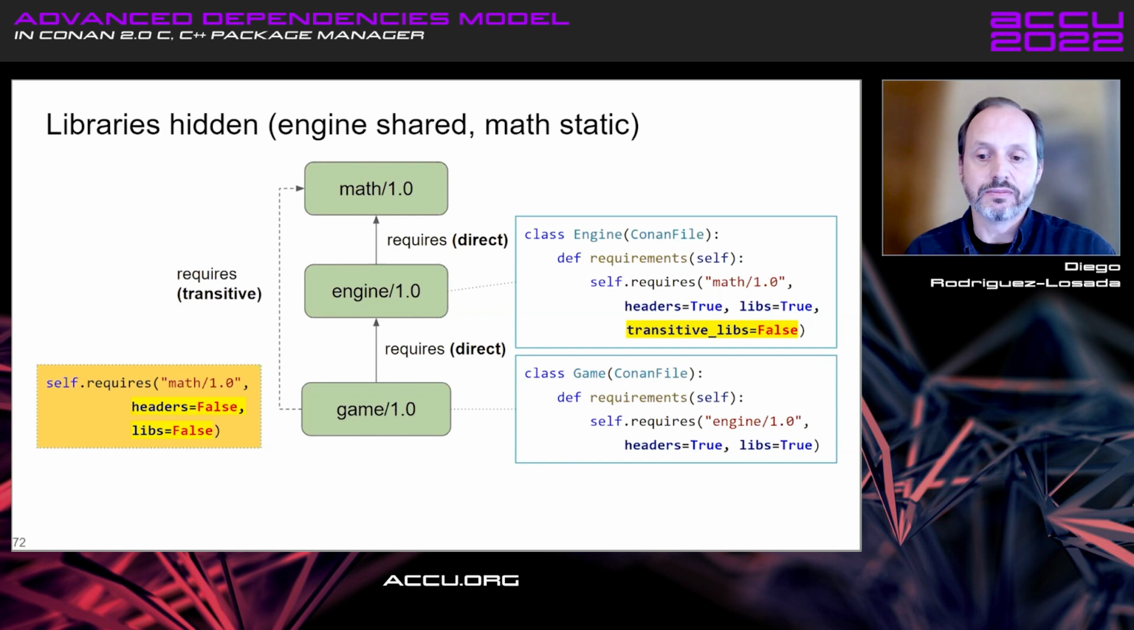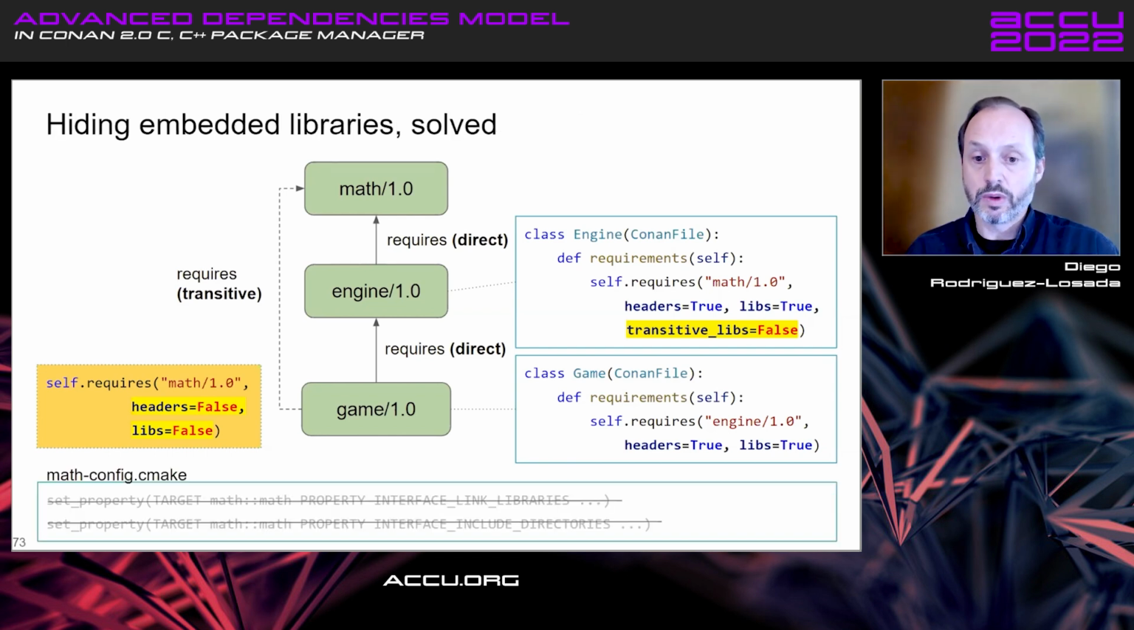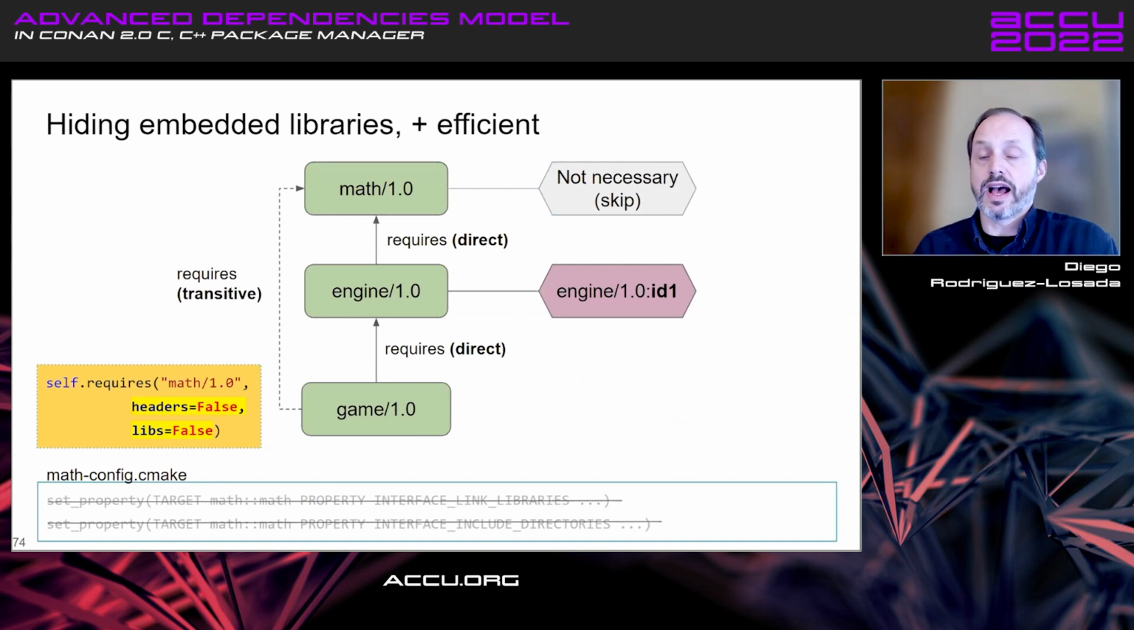That means in this scenario, game doesn't need the math headers at all, and it doesn't need the math libraries at all, because it has in the middle this engine shared library that is completely decoupling the thing. Basically, those traits will result in a math config that is empty. It doesn't define the libraries or the headers from game to math. And actually, once the information is there, it can be even smarter.